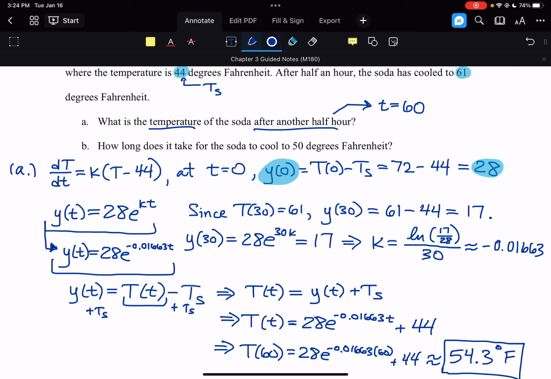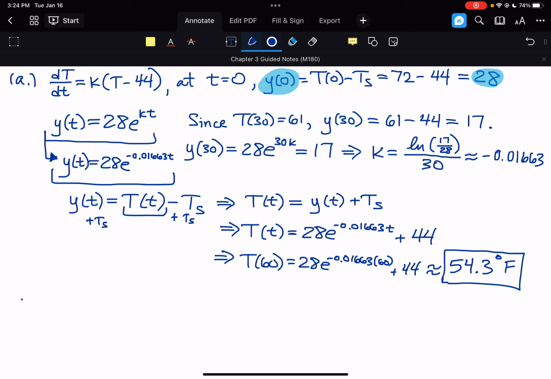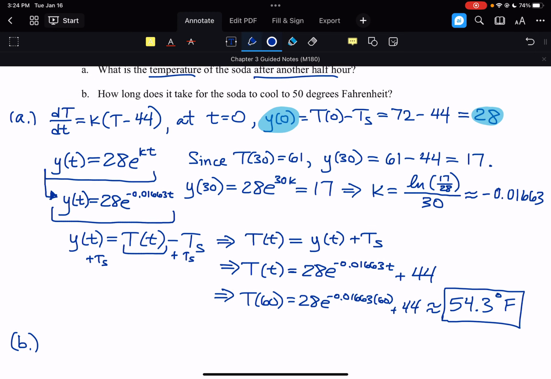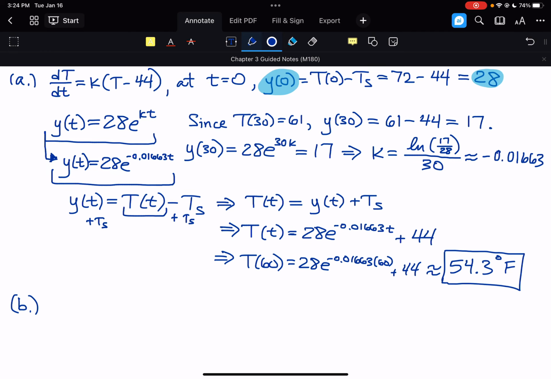Now, for part B, how long does it take for the soda to cool to 50 degrees Fahrenheit? Well, this is kind of like what we saw in one of the previous questions. You're using the same formula, just kind of looking for the other piece of information. Here we said, here's the time, find the temperature. Now they're saying, here's the temperature, find the time that goes with that temperature.